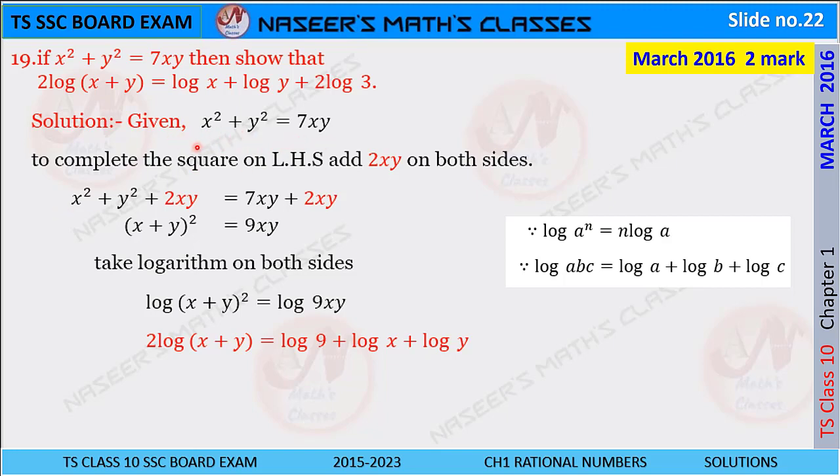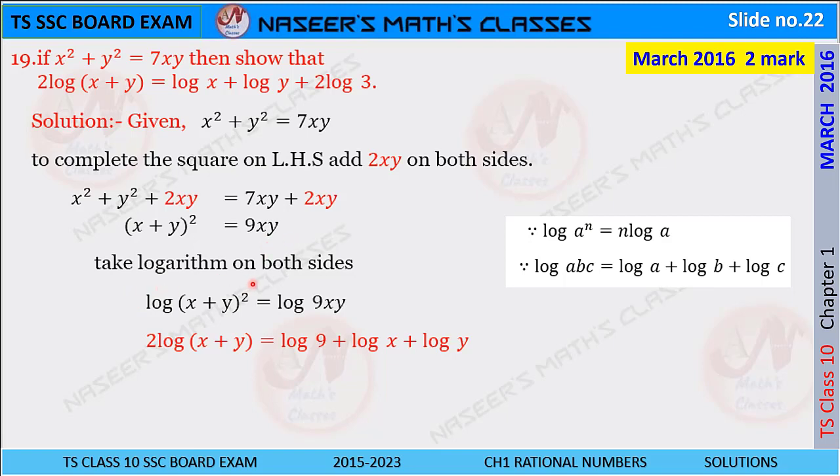On LHS, to complete the square, we add 2xy on both sides. Then we can write x square plus y square plus 2xy is equal to 7xy plus 2xy. In LHS, it is in the form of a plus b whole square. Then we can write x plus y whole square. On RHS 7xy plus 2xy, we can write 9xy.